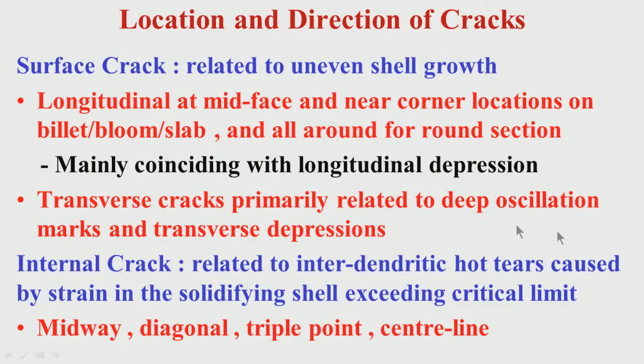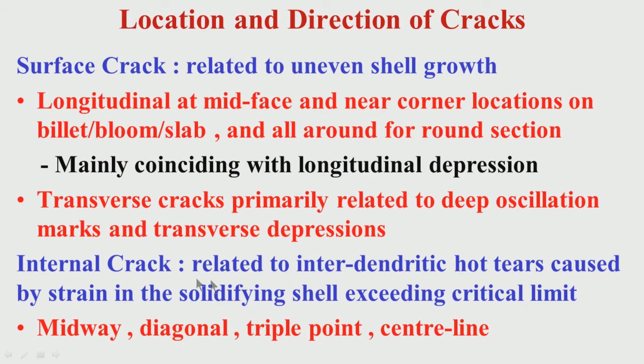So, what is important is to avoid deep oscillation marks. These you can avoid, as I mentioned, by controlling the oscillation parameters, by controlling the negative strip time. So, it is possible to control deep oscillation marks, because normally if you have deep oscillation marks you can have transverse depression and transverse cracks, and also if you have transverse depressions you can have transverse cracks. So, you have to take care of this.